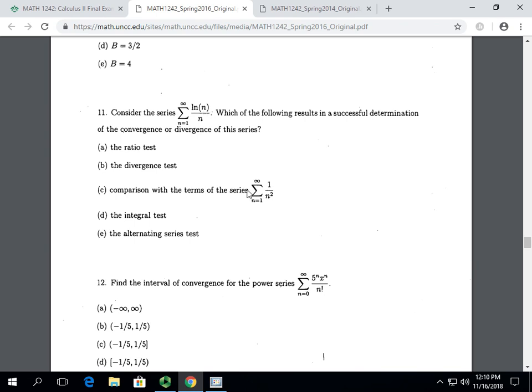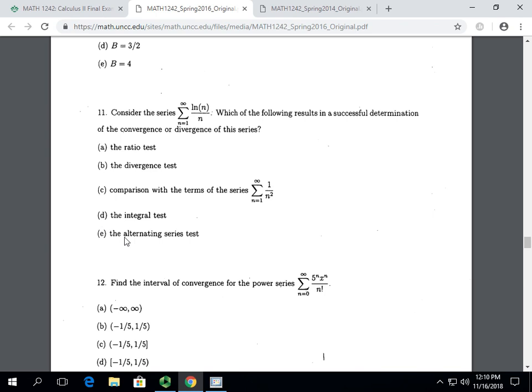Would you compare it to something? Well, yeah, I would compare it, but not to 1 over n squared. There's no n squared in this thing, and it is not going to clean up to be an n squared. Could you integrate it? Yeah, I would use u-substitution. I would let u equal the numerator, du as the denominator. So I would use the integral test on this. Even though I actually didn't use the integral test, the answer is D.